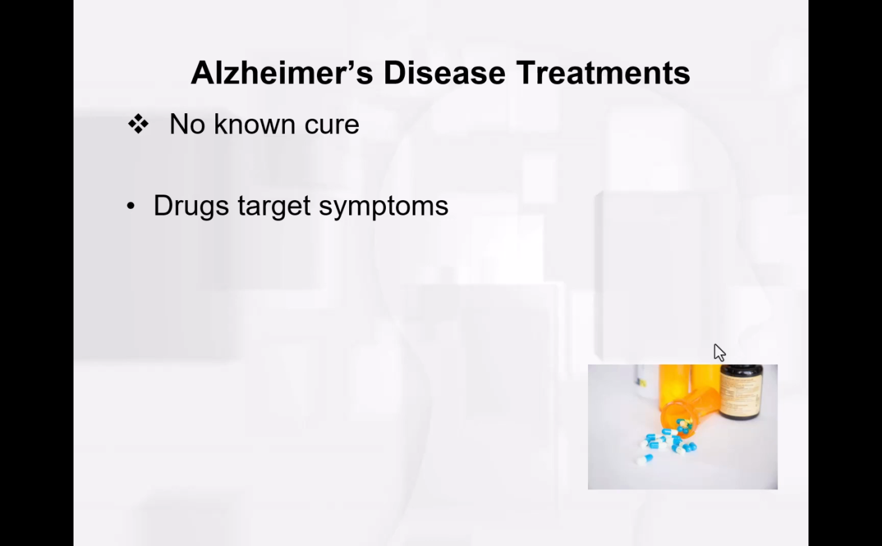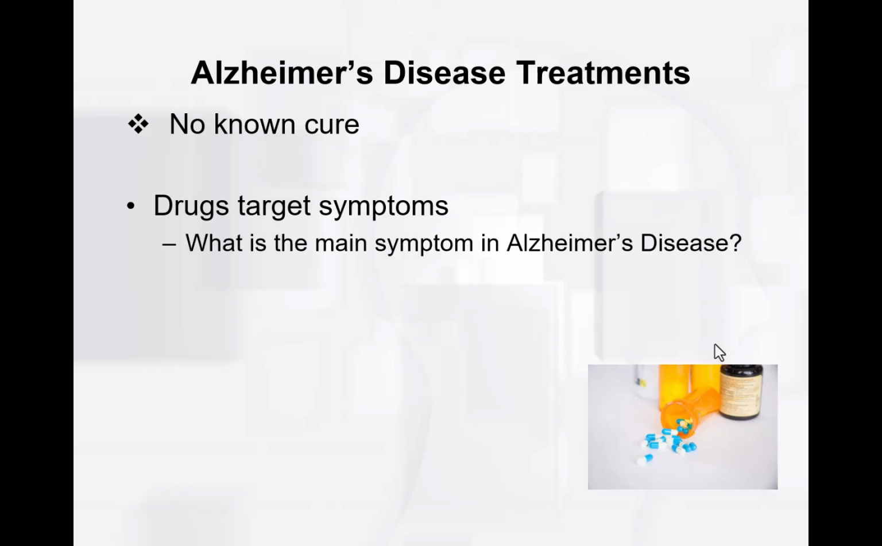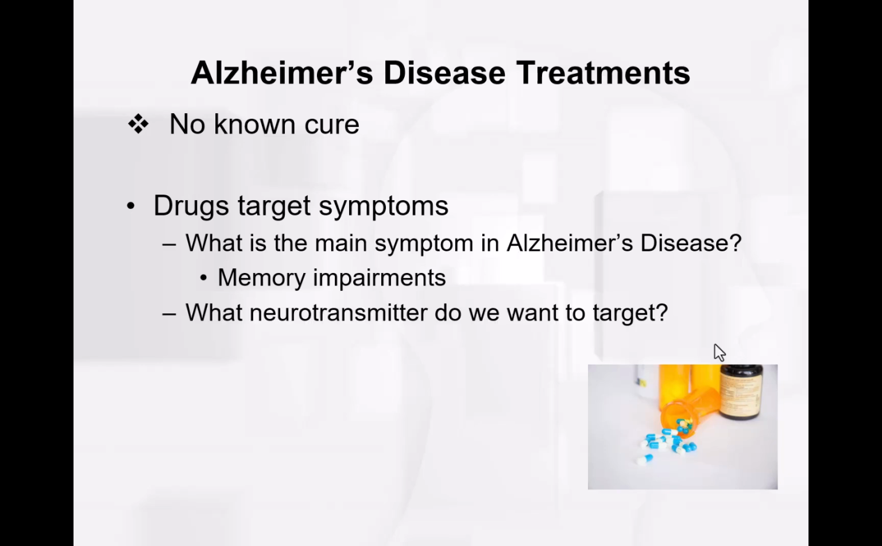And in the early stages, remember, what is the main symptom of Alzheimer's disease? Memory impairments. And what area of the brain are those memory impairments occurring due to loss of neurons? What area of the brain is affected, I guess, causing these memory impairments? The hippocampus. Do you remember the neurotransmitter that we want to target? Yes, acetylcholine. So we want to increase acetylcholine activity. So drugs target the symptoms, these memory impairments, by trying to increase acetylcholine activity.